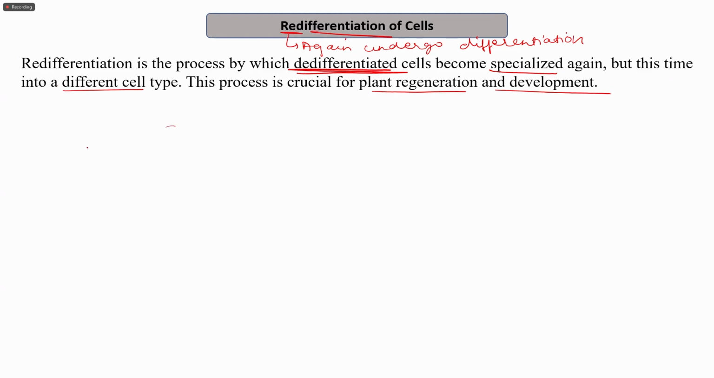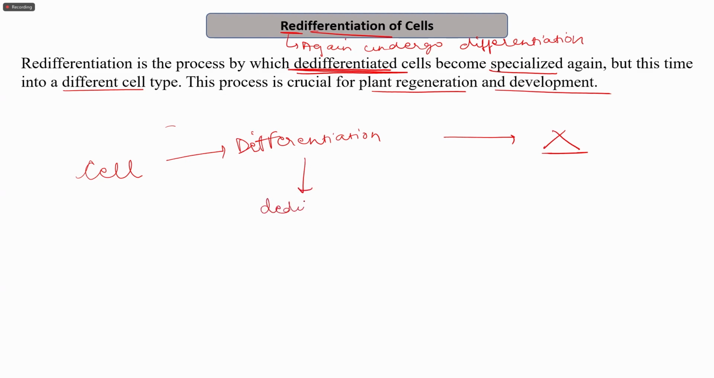So basically what I mean to say is, initially when the cell undergoes differentiation, it acquires a particular structure and function. Suppose it is forming a cell type X. Now it undergoes de-differentiation.